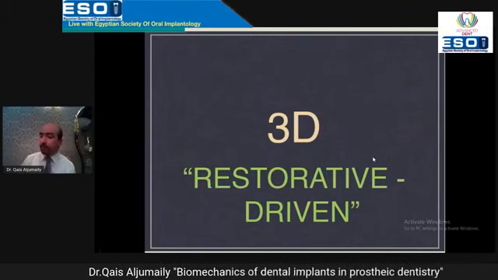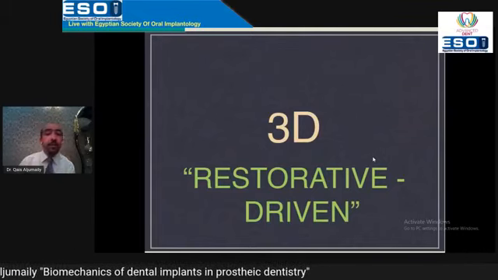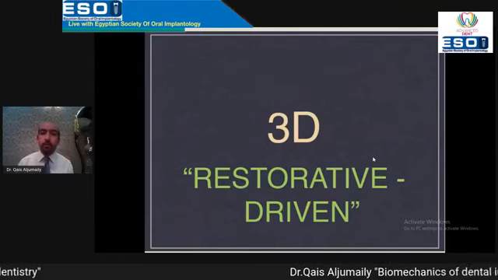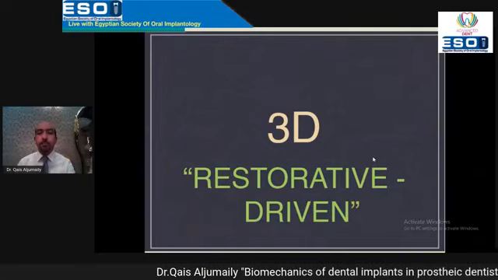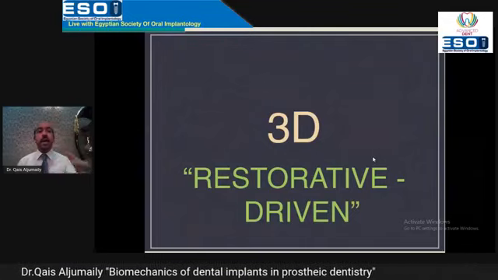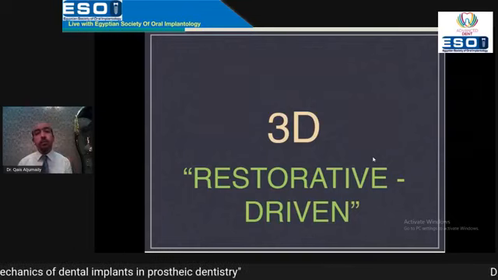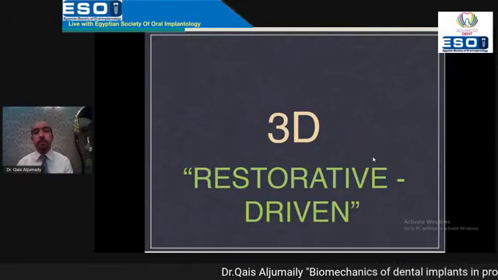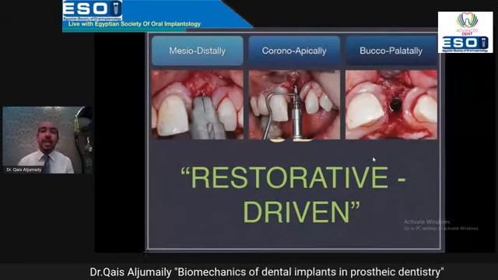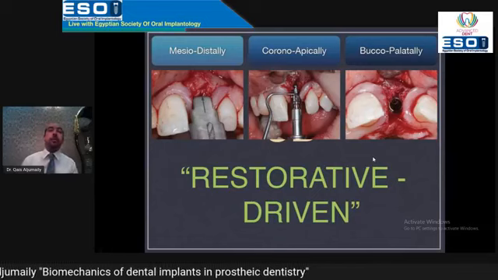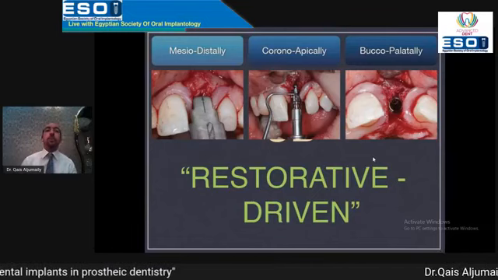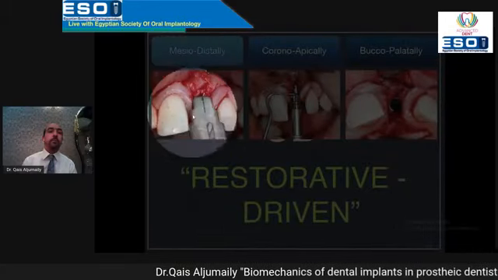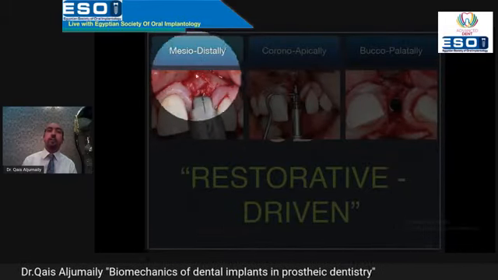3D restorative driven means where to put my dental implant inside the bone to support my prosthesis. What are the three dimensions of my fixture insertion inside the bone? Dimension number one is the mesiodistal insertion or drilling of my implant.